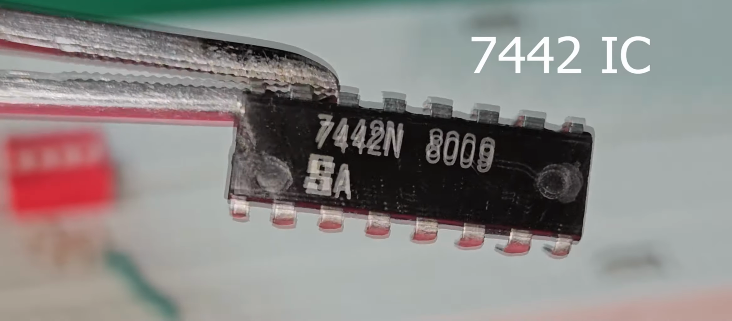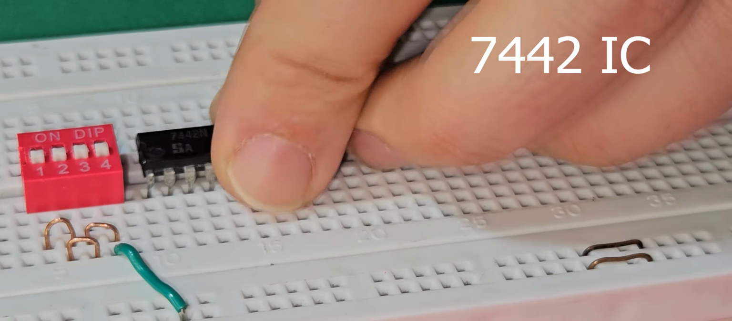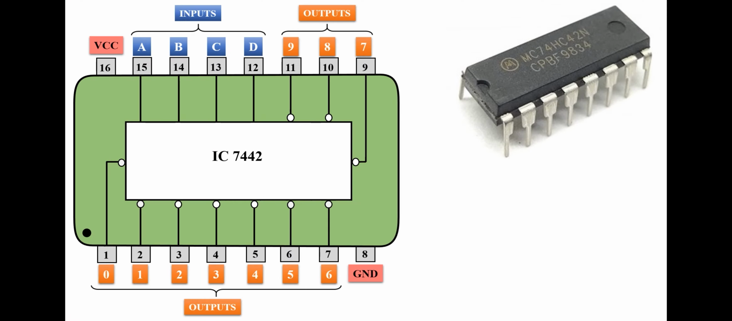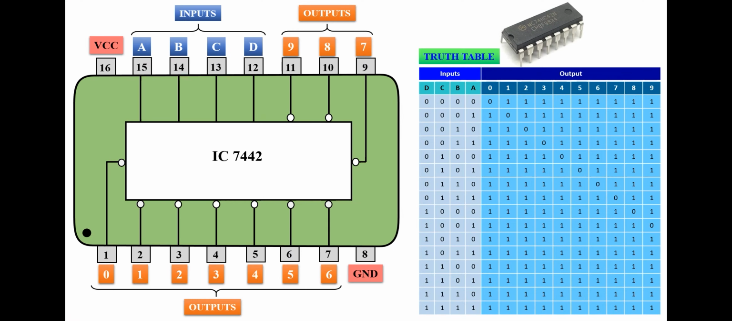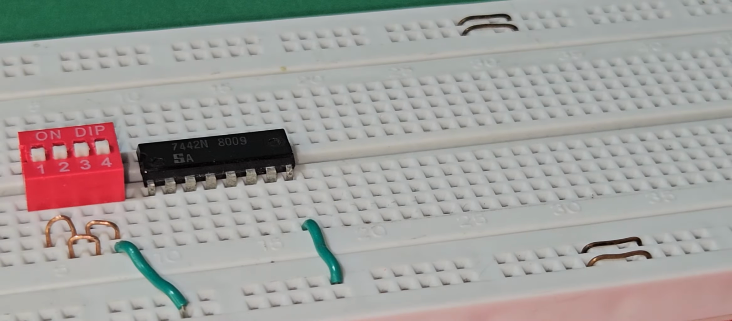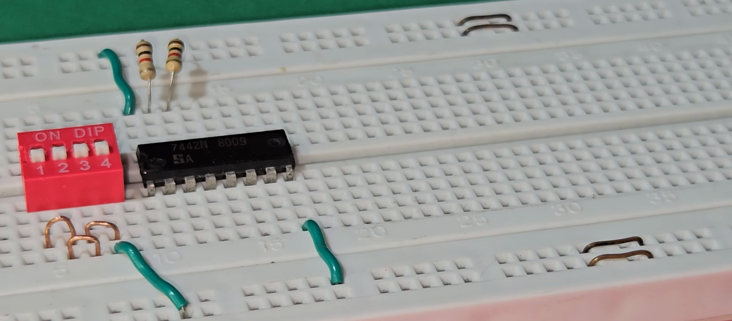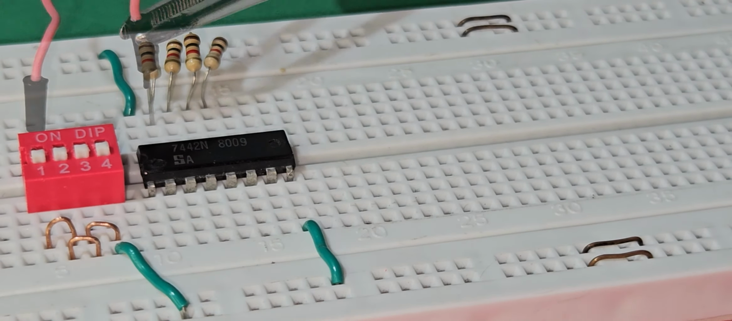The SN7442 IC from the TTL IC series contains a BCD to decimal decoder which has 4 inputs and 10 outputs. IC outputs are active low. One kilo ohm resistors are used to pull down the input pins to keep the default voltage level of the IC's input pins at 0 volts.